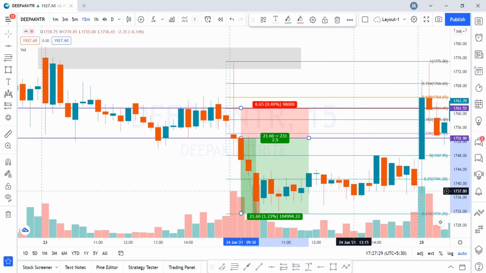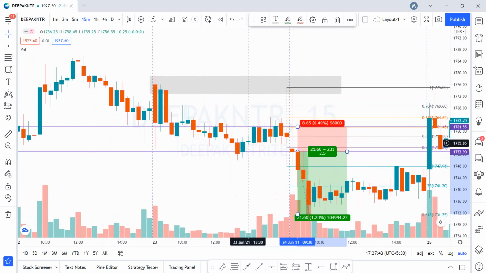So, a perfectly executable trade. However, looking at this particular candle, if you want to be a little more choosy, you can just avoid this particular trade. But if you are looking for a trend continuation, this was a fairly good trade to take.